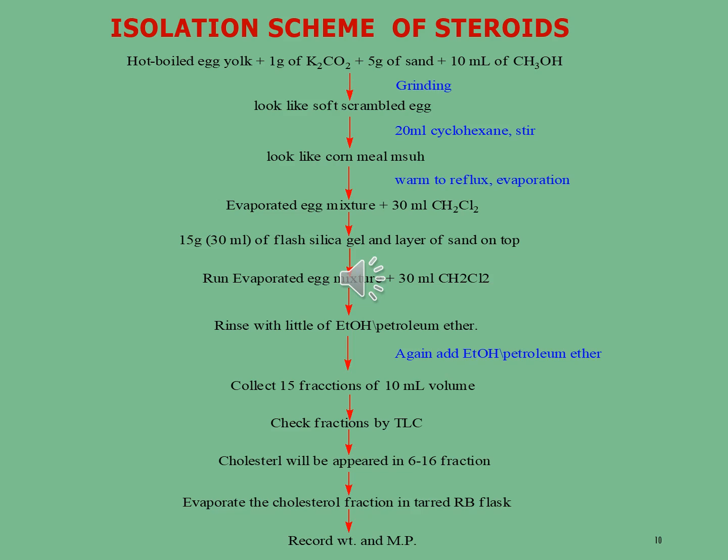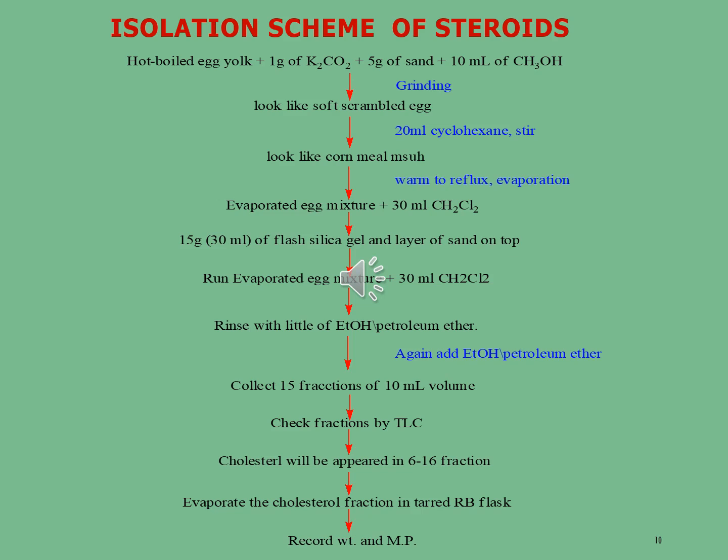After evaporation, we will get the evaporated extract mixture, to which we will add 30 ml of methylene chloride. Now, this material is subjected to column chromatography, in which we will take 15 gram of flash silica gel and a layer of sand on the top. So, the column is packed. After that, the whole column is eluted with 30 ml of methylene chloride.